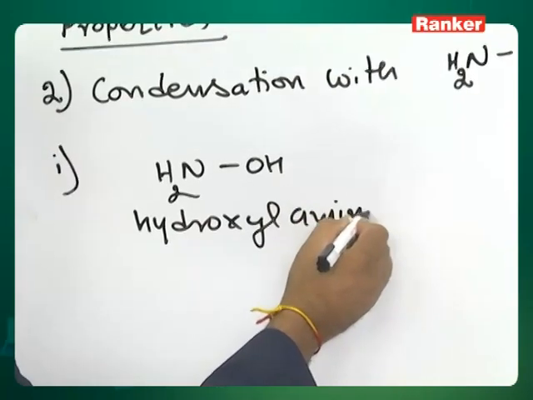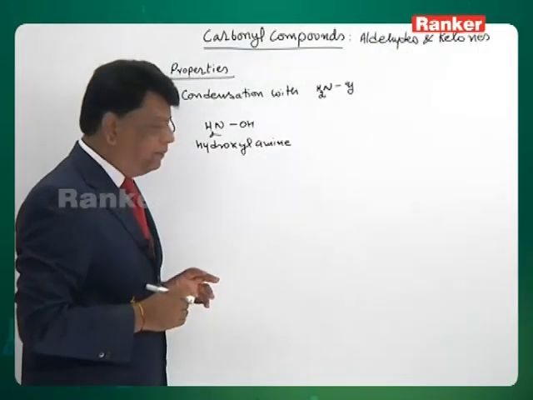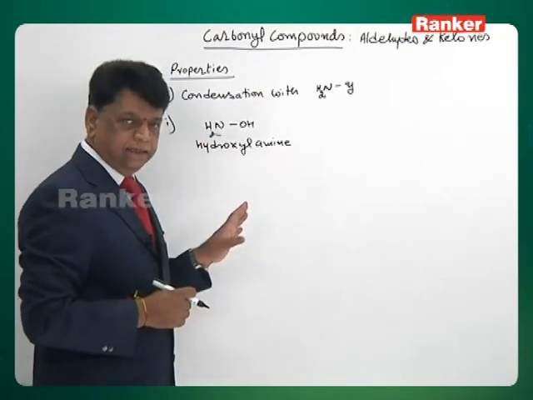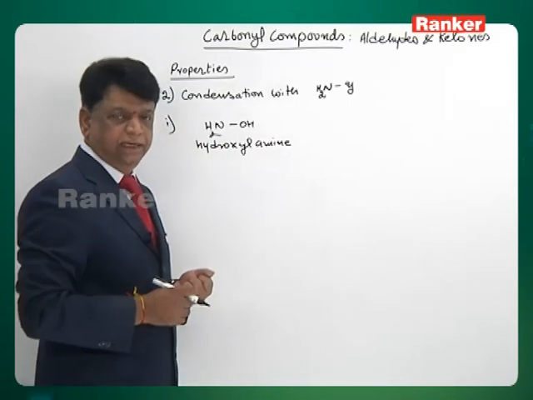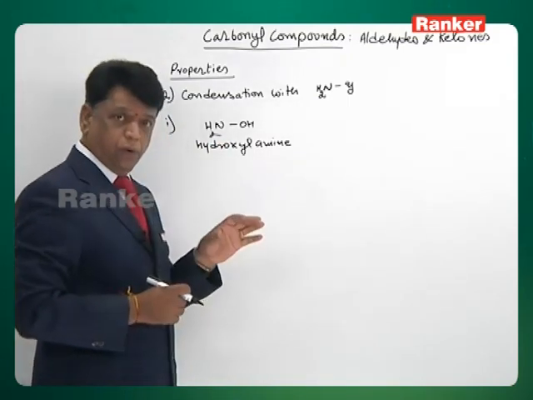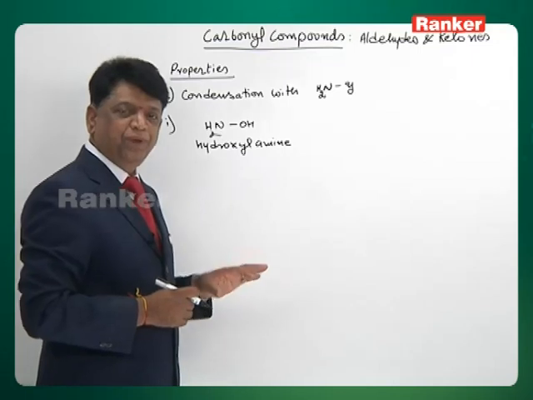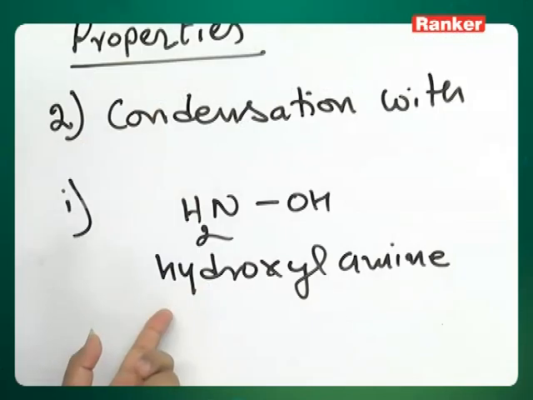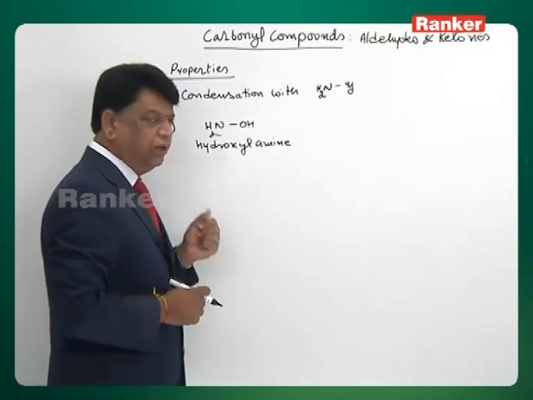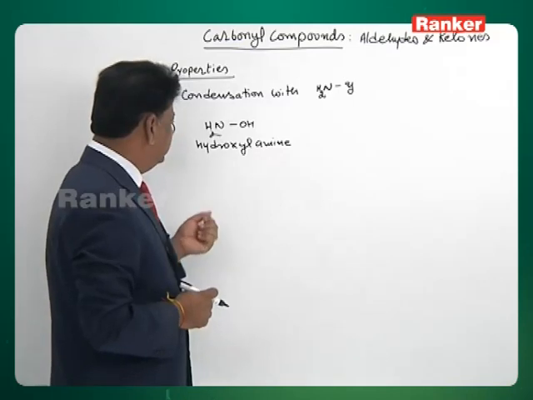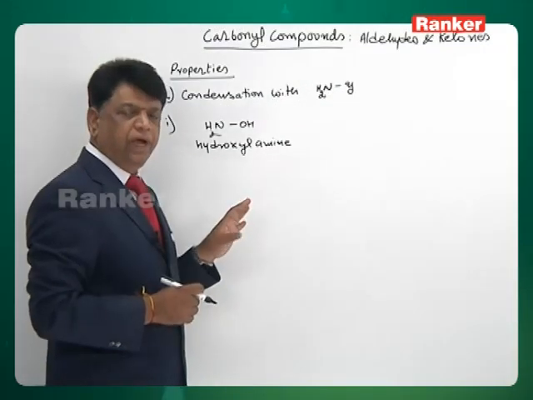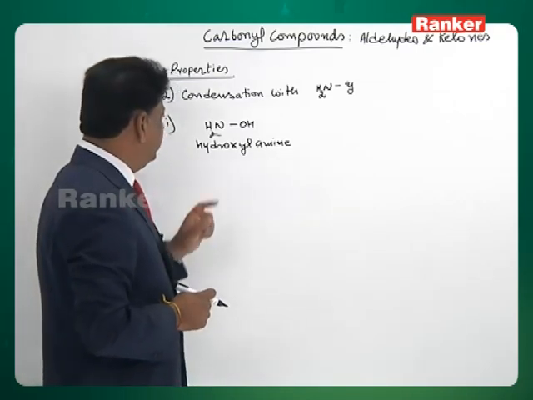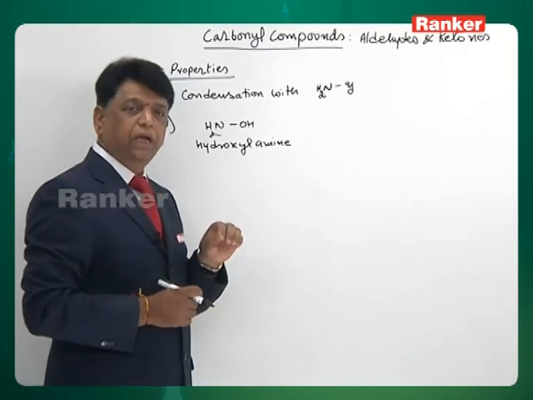Hydroxylamine, as such, is a liquid, a very unstable compound. Many times in the market, concentrated HCl is added and it is converted into the salt, that is hydroxylamine hydrochloride. Just like ammonia, when you add concentrated HCl, solid ammonium chloride is formed. Like that, this unstable compound, which may undergo some oxidation or decomposition, becomes its hydrochloride when you add concentrated HCl, which is quite stable. So, in the market, it is available in the form of hydroxylamine hydrochloride.